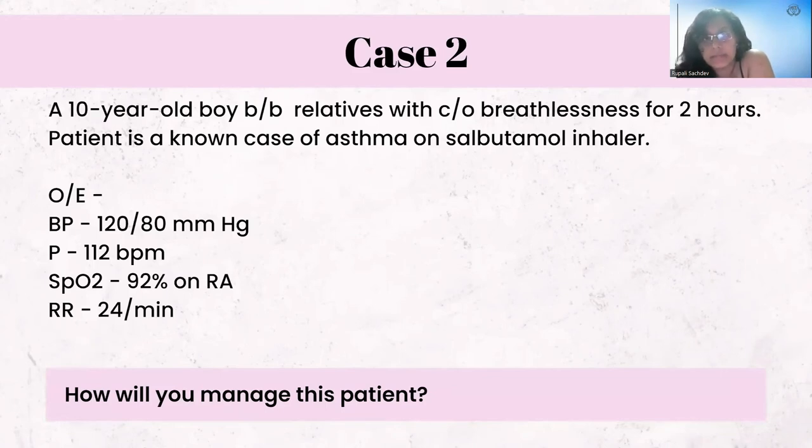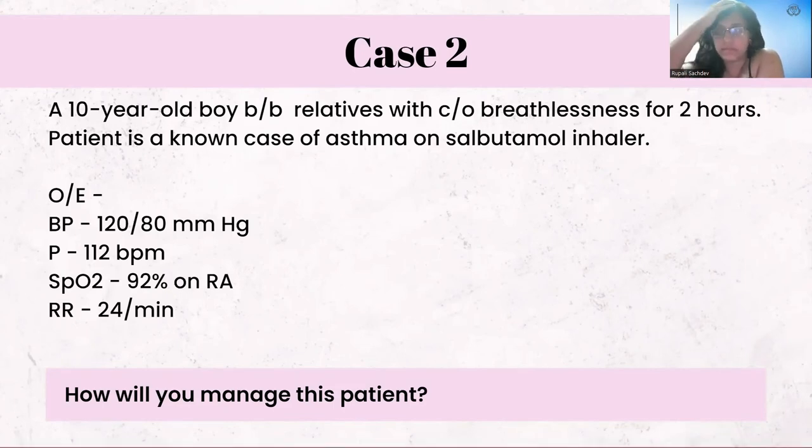Patient is a known case of asthma on salbutamol inhaler. I've given you the BP, pulse, saturation is 92 and respiratory rate 24. How would you like to manage the patient? Asthma, which category is the patient in? Is there any other history you want to ask? Is there any other examination that you want to do?